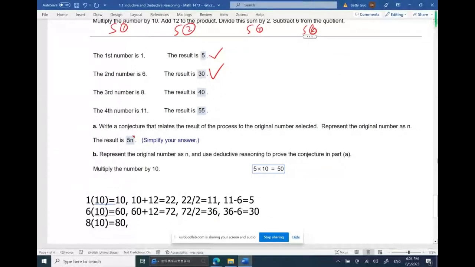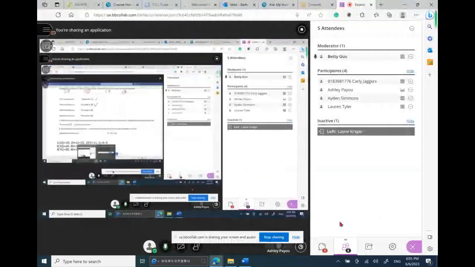And the second step is to add 12 on top of 80. That gives us 92. Third step, divide 92 by 2. That gives us 46. And then use 46, the quotient, to minus 6. We have 40.